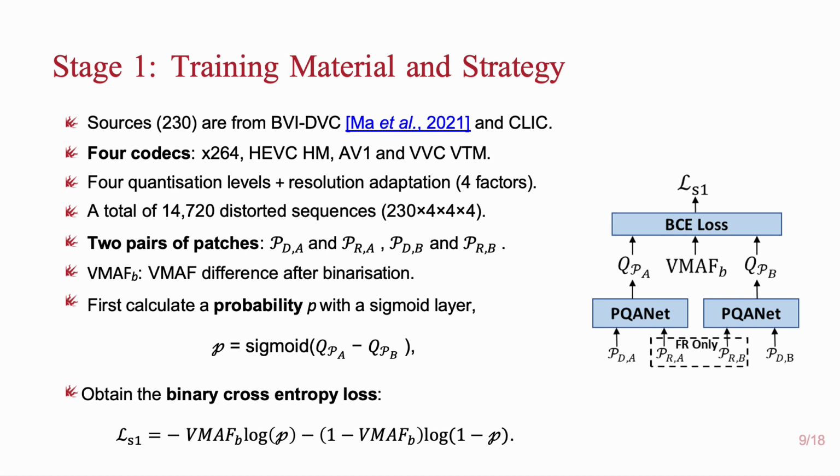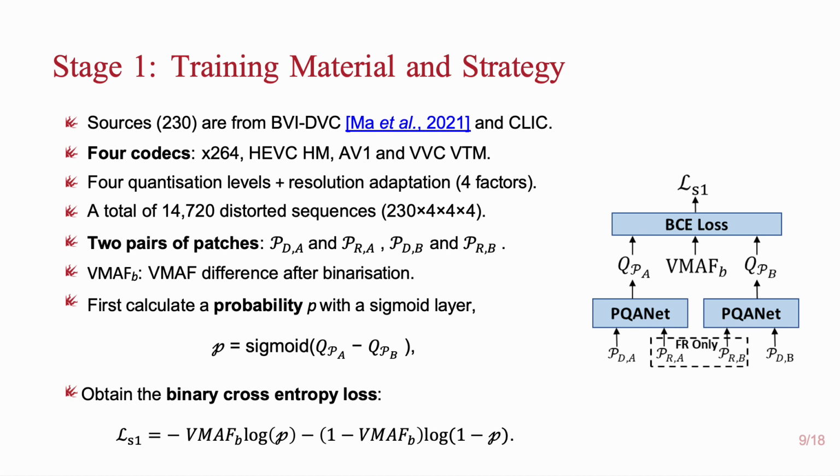For the training material and the strategy of Stage 1, we take 230 source videos from the BVI-DVC and click. We employ 4 most popular video codecs with 4 different quantization levels and 4 resolution adaptations. This results in a total of 14,720 distorted sequences.